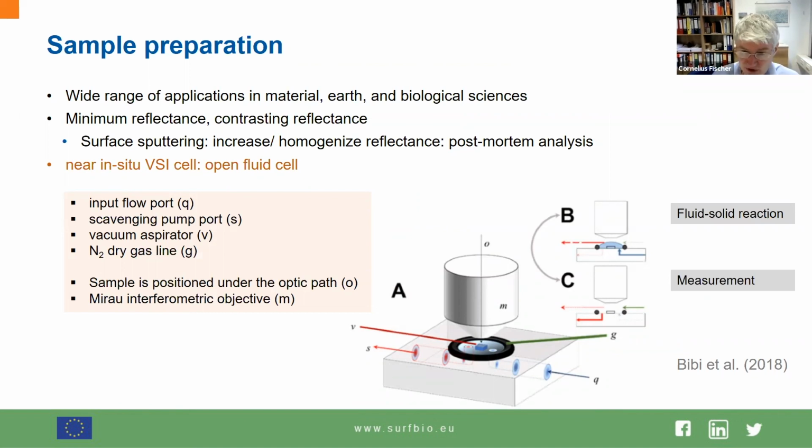So now that we have the material, we have the fringe pattern, we want to have a sample and put it on the sample stage, and we want to do something with the sample. What do we have to do with the sample? There are some basic requirements. It has to have a minimum reflectance because we are working with light. So we need reflected light.